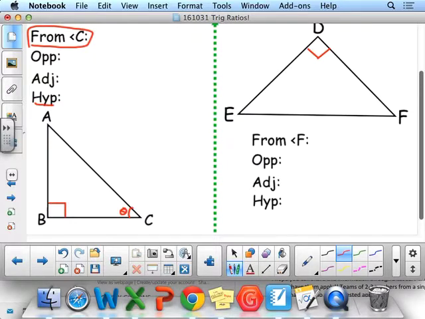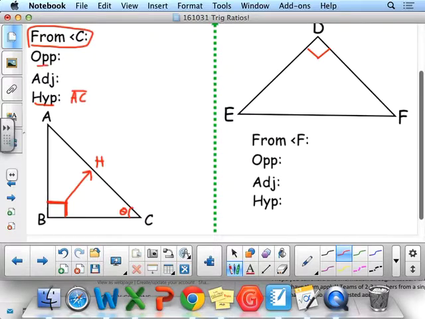Where is the hypotenuse here? Well, I know the hypotenuse is always directly across from the 90-degree angle. So this would be my hypotenuse. So I could go to my hypotenuse section and say this line A to C is my hypotenuse.